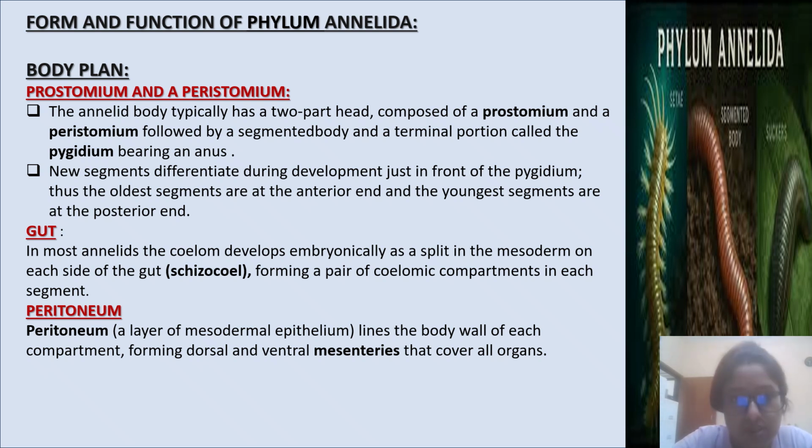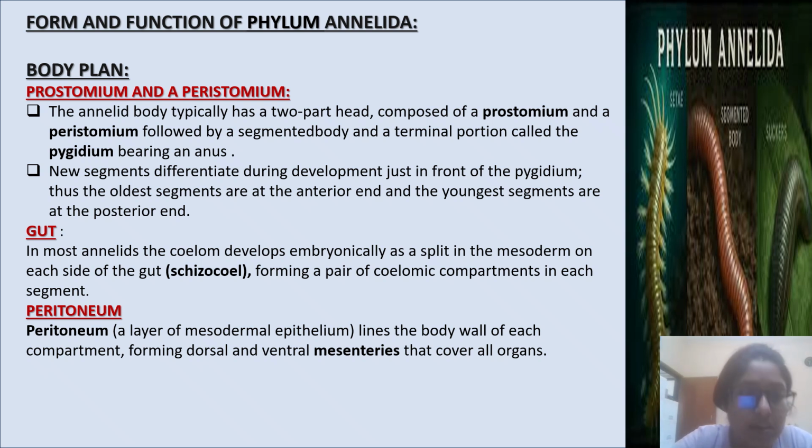The annelid body typically has a two-part head composed of a prostomium and a peristomium, followed by a segmented body and a terminal portion called the pygidium, bearing an anus. New segments differentiate during development just in front of the pygidium. Thus, the oldest segments are at the anterior end and the youngest segments are at the posterior end.